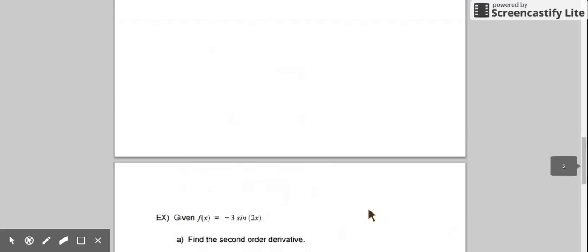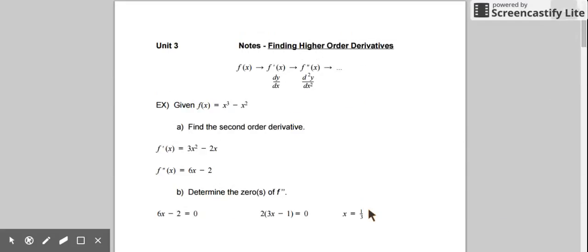So there's an introduction to higher order derivatives. As long as you can derive it, you can find higher order derivatives.